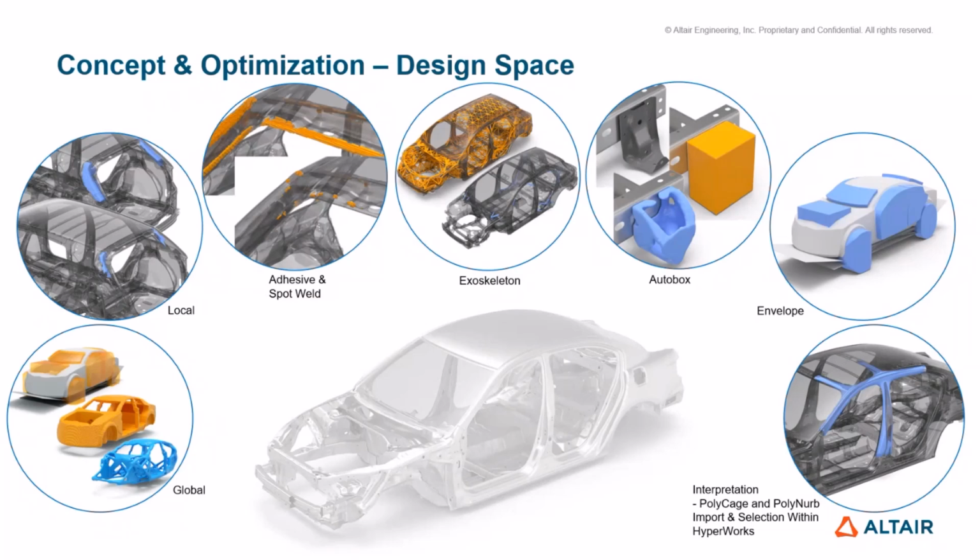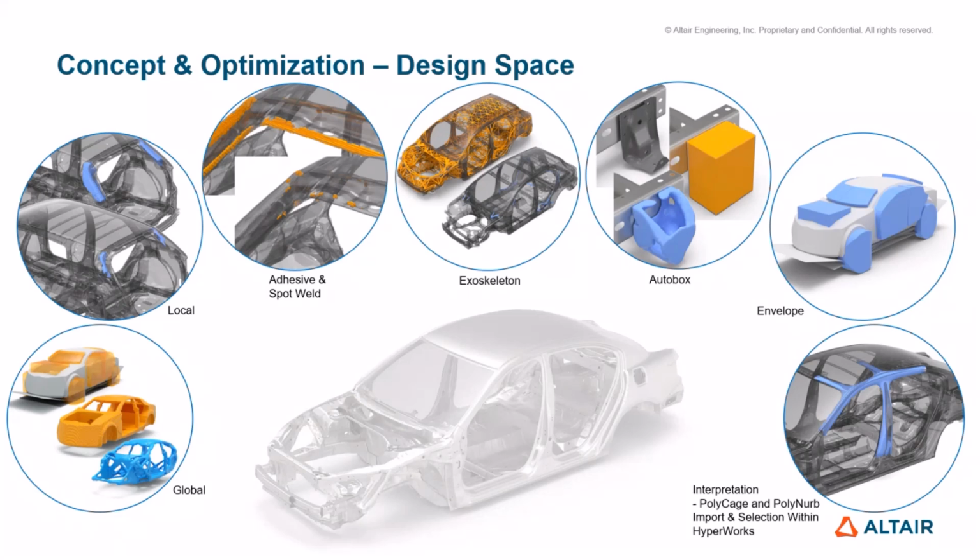So exoskeleton, typically for MVH, further downstream, allows you to run topology very quickly to find out where a structure needs to be reinforced. Okay, so don't spend time with the voxel design space. Go to these 1Ds, and you'll be able to run the optimization in a matter of minutes to give you conceptual guidance as to where to stiffen the structure.